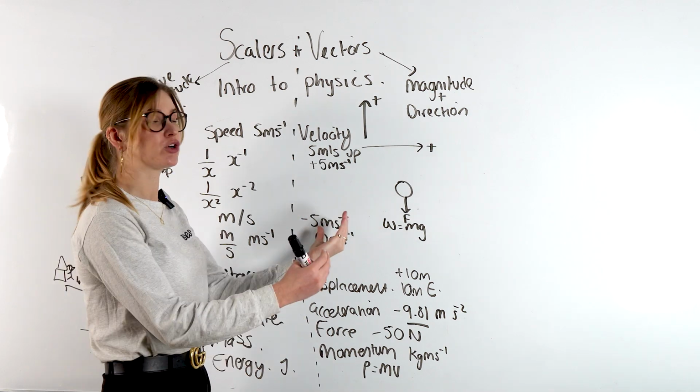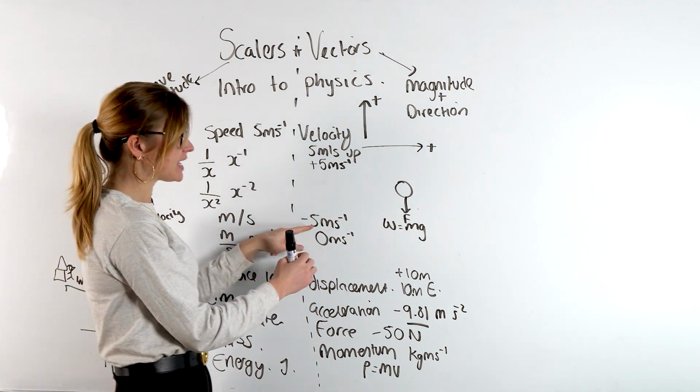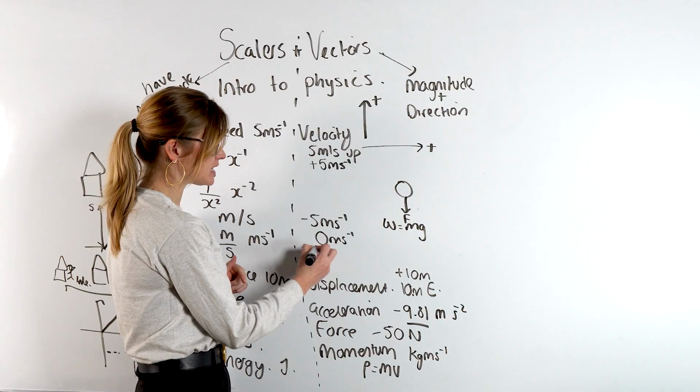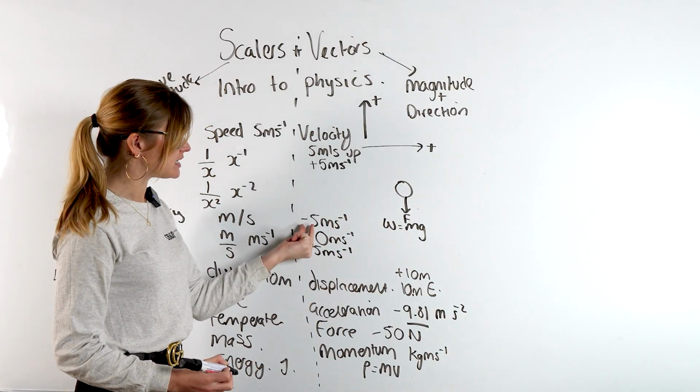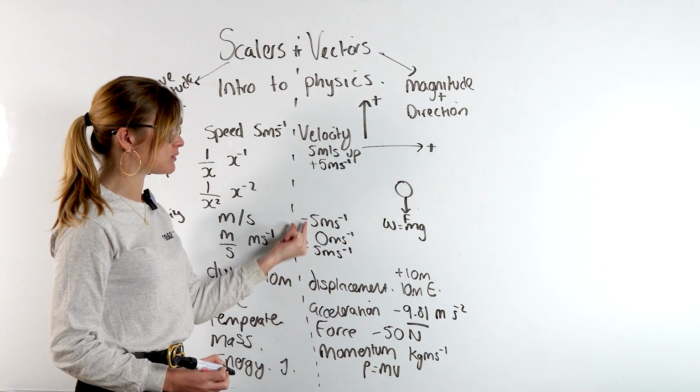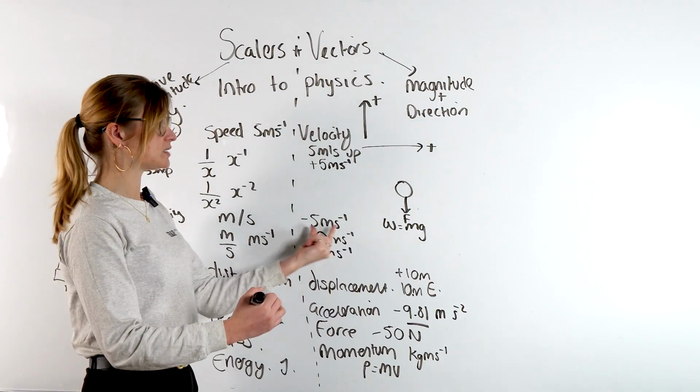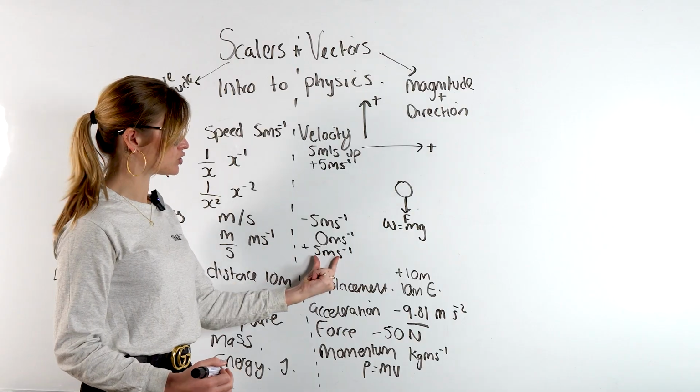It means that you're going in the opposite direction. So -5 meters per second is the same speed as +5 meters per second. The only difference is the negative and positive tells us about the velocity, what direction it is. So a car going towards the left at 5 meters per second, or a car going toward the right at 5 meters per second.